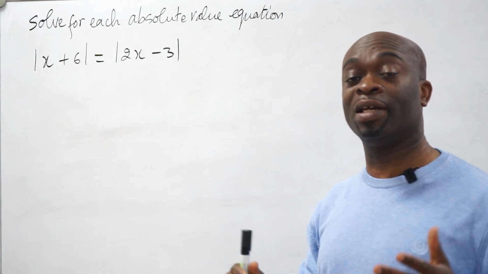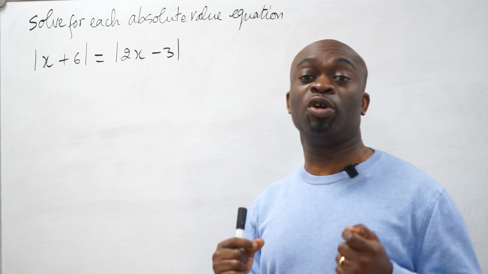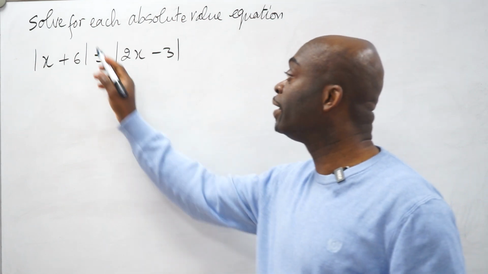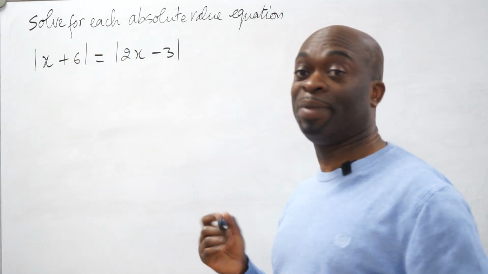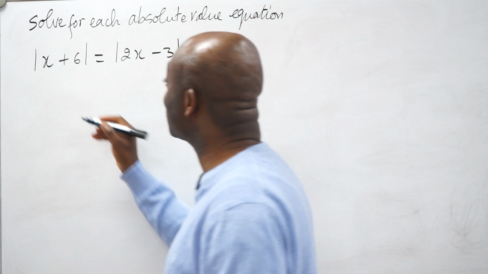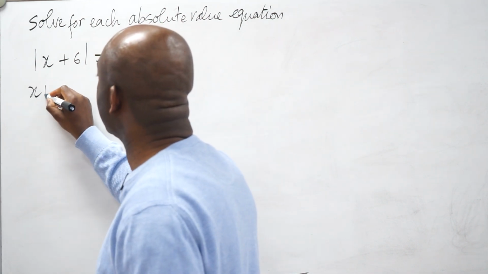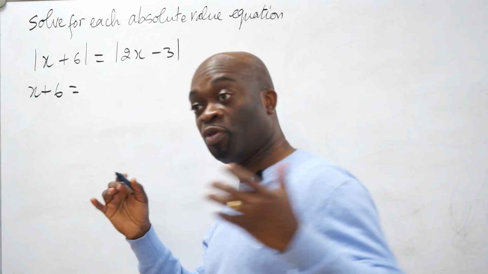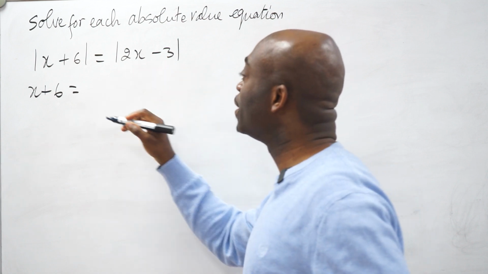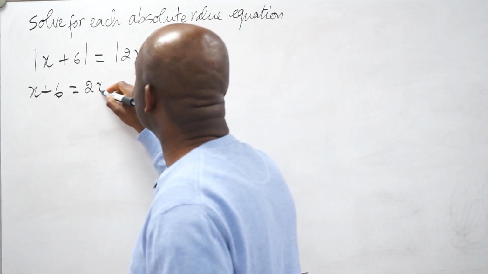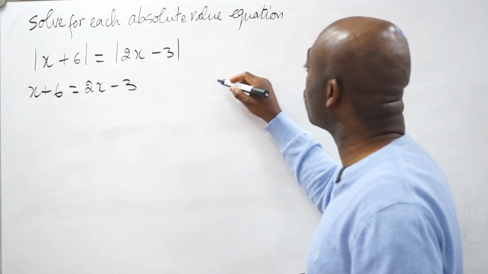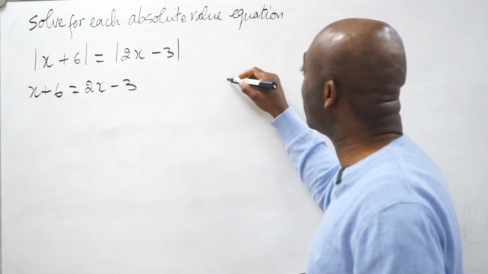Because at the end of the day, the most important thing is to learn how to remove the absolute value symbols, right? We need to remove them. And to remove them, there's a cost to it, right? And what is it? In this case, we have x plus 6, we remove it, and we want to remove that too. So that would be 2x minus 3. So we're going to solve for this. Or what's going to happen?